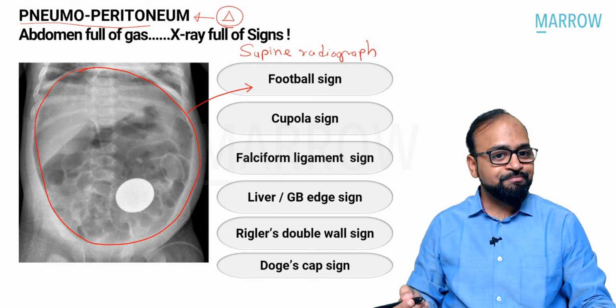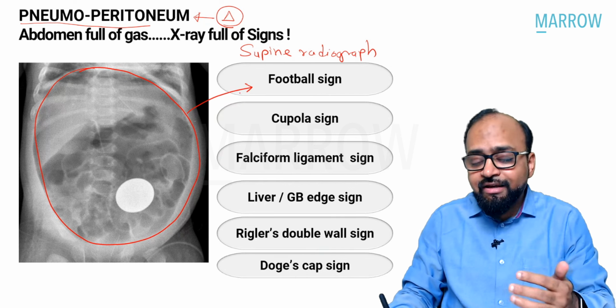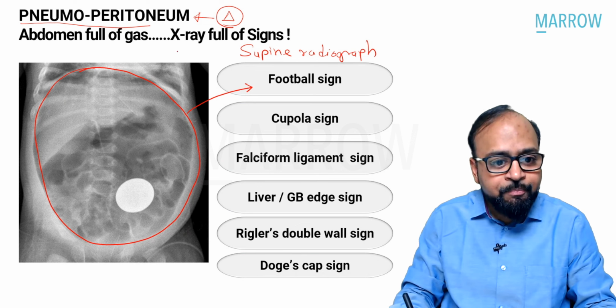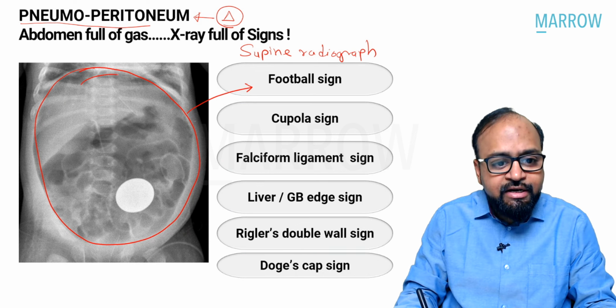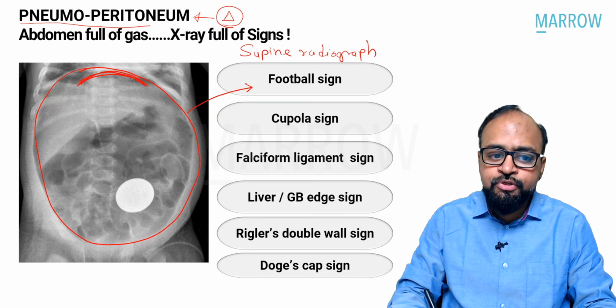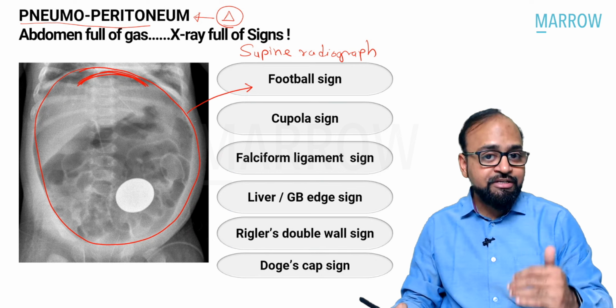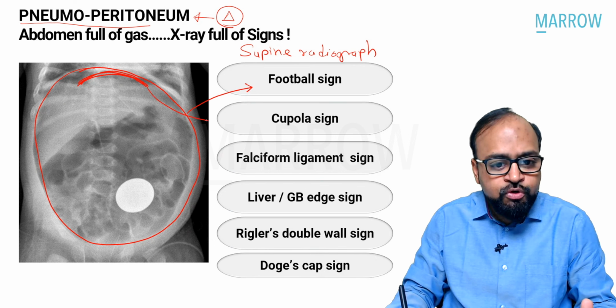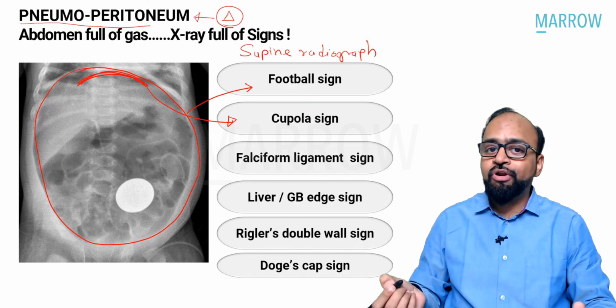This oval lucency over the central abdomen, because of air underneath the anterior abdominal wall, is what is called the football sign. Now, this air also rises up, reaches the dome of the diaphragm and lines the central tendon of diaphragm from below. This dome shaped lucency that you see is because of the air lining the central tendon of diaphragm from below. This is what is called the cupola sign.